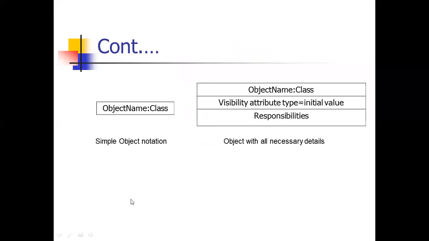Then here you can see the simple object notation, object name colon class, then visibility attribute type equals to initial value, then responsibility. This is the object with all necessary details. This is the simple object notation, and this is with all necessary details like visibility, type and their responsibilities for the object.